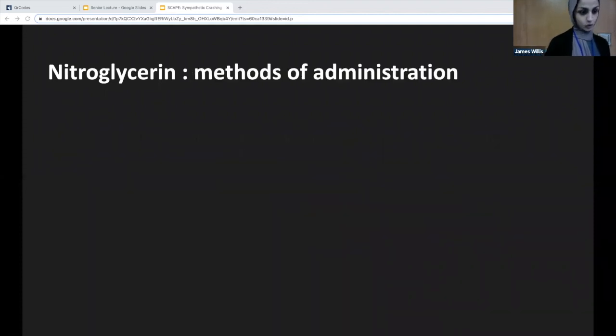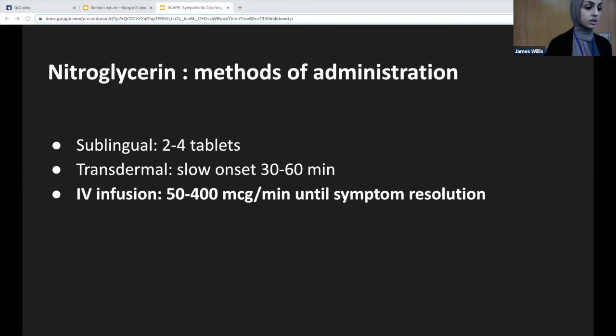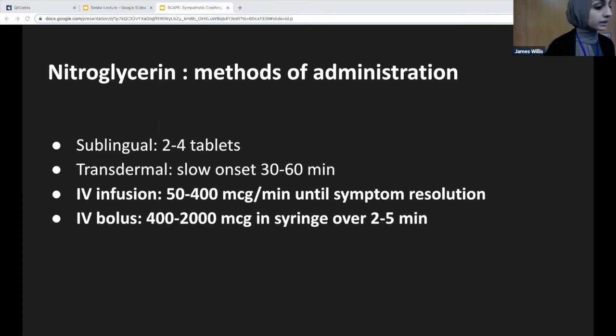Okay, so there are a few different ways nitroglycerin can be administered. Of course, we know sublingual and transdermal. Sometimes these patients get this en route by EMS, which is fine. But if the patient has a line, you really want to get IV nitroglycerin in this patient. And the way you can do this is either by putting them on a nitro drip or bolusing nitroglycerin.